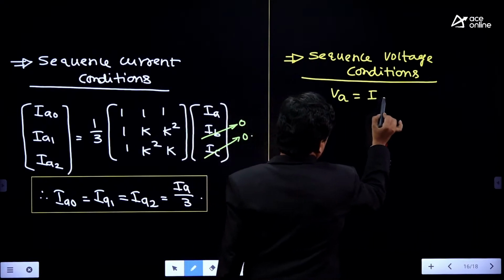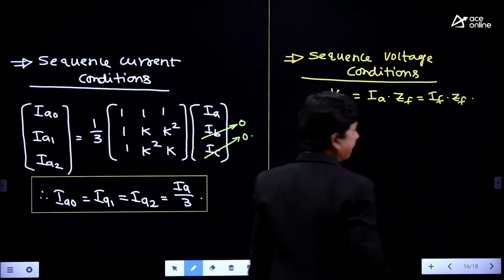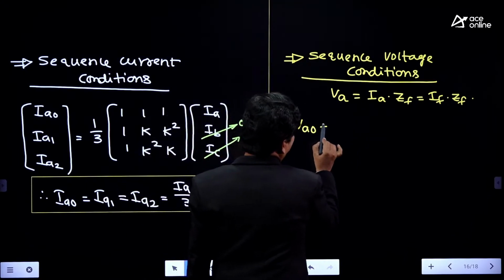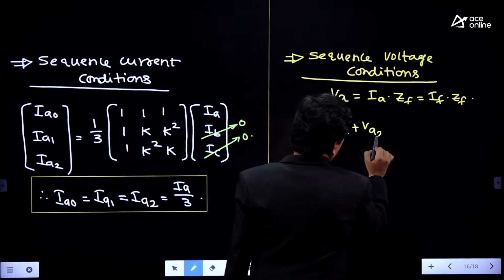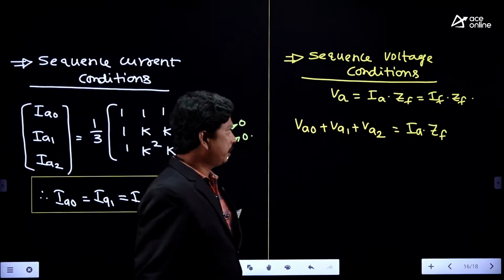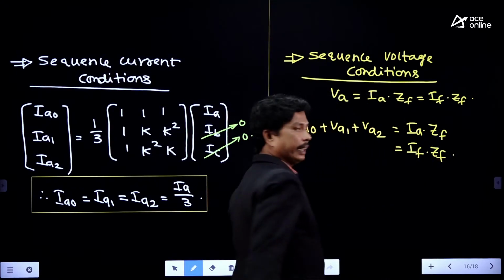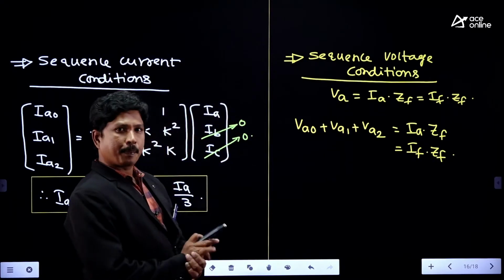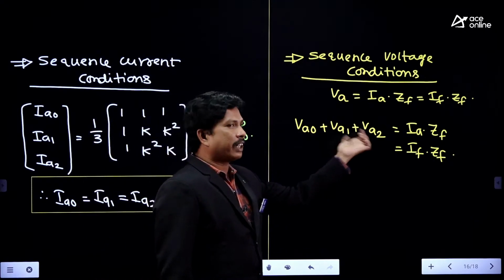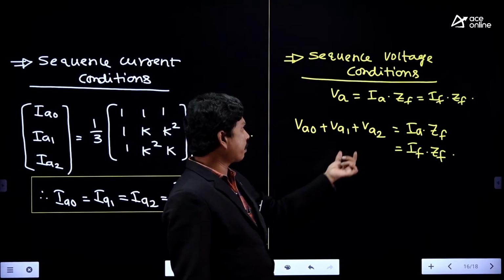VA is equal to IA into ZF, which is nothing but IF into ZF. So, what is VA? VA is nothing but VA0 plus VA1 plus VA2, which is equal to IA into ZF, or IF into ZF. Clear, everybody? Now we can write in place of VA0, VA1 and VA2, right? What is VA0? The zero sequence terminal voltage. What is VA1? The positive sequence terminal voltage. What is VA2?